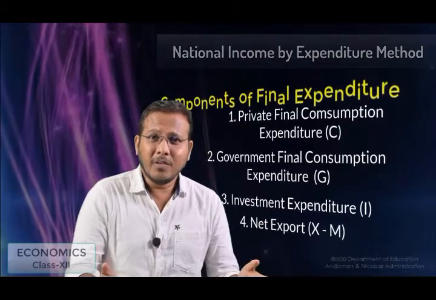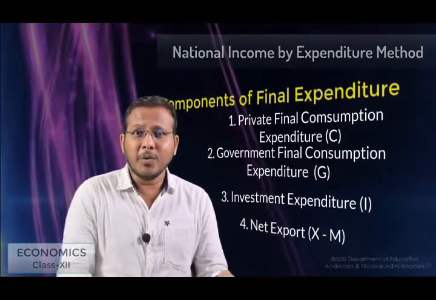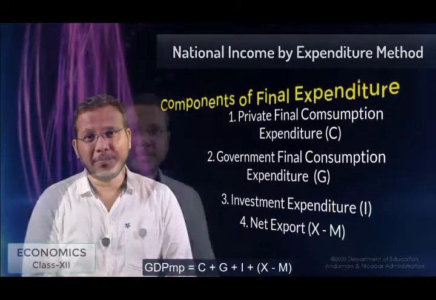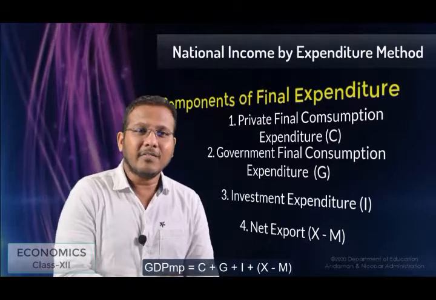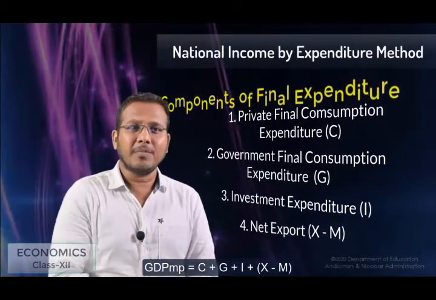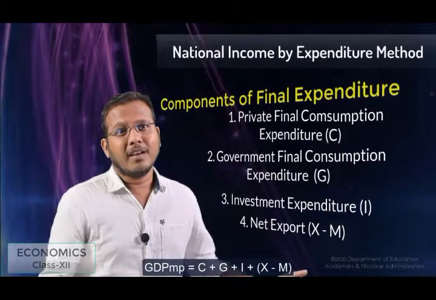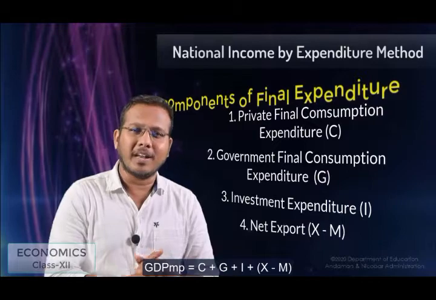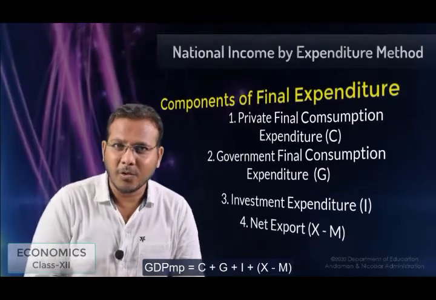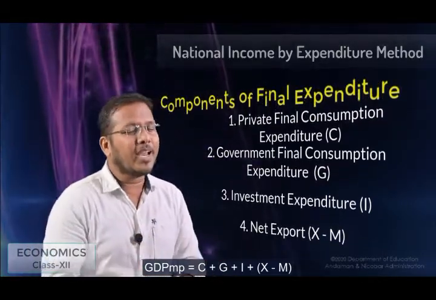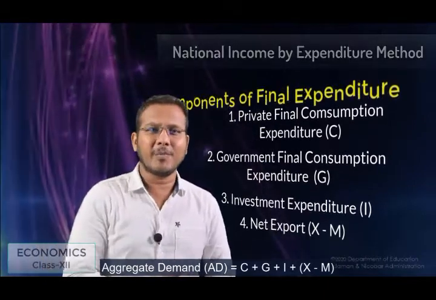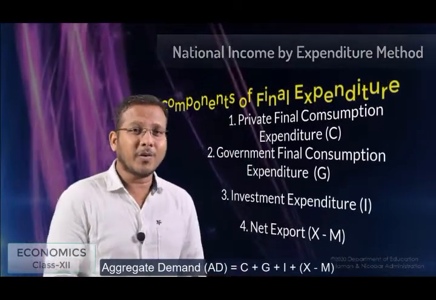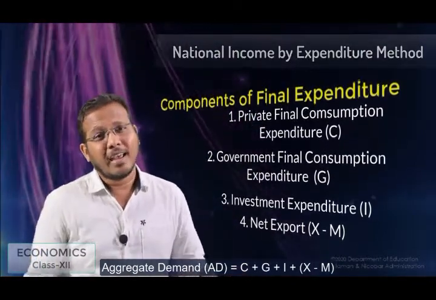So students, the GDP at market price will be equal to C plus G plus I plus X minus M. In this way, we can get the value of national income or the domestic income through the expenditure method, where the GDP at market price is equal to C plus G plus I plus X minus M. And one more thing I want to remind you is that this is the component of AD, that is aggregate demand in the open economy, where we have studied that the value of AD is equal to C plus G plus I plus X minus M.